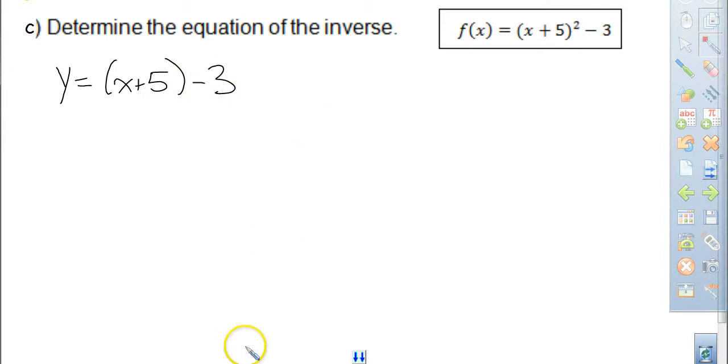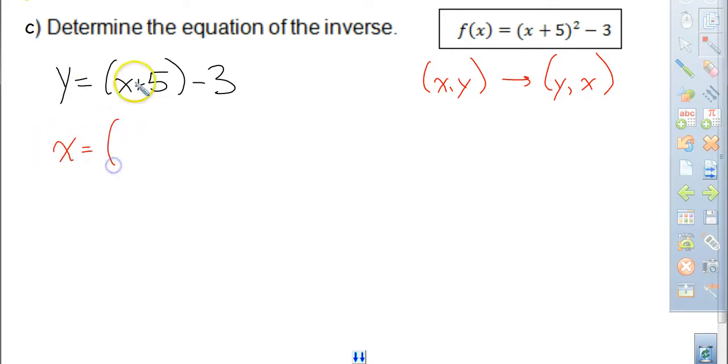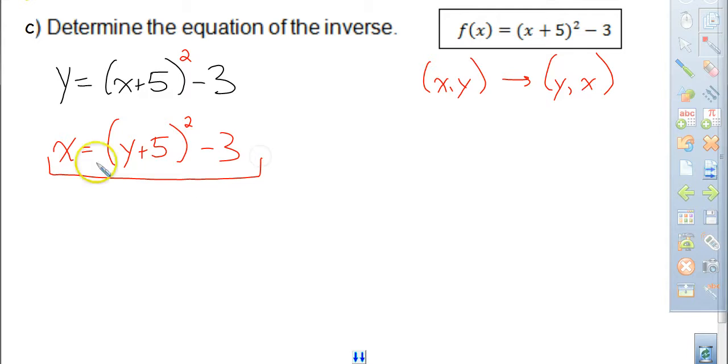Now remember that for an inverse, whatever point you have, the coordinates being x and y, in the inverse they become y and x. You just swap them. So that's exactly what I'm going to do here. Instead of the y, I'm going to put x. And instead of x in the brackets here, I'm going to have y. Now there should be a square there, I forgot about that. Okay, so this is what we're going to start with for our inverse. I've just swapped the place of y and x.